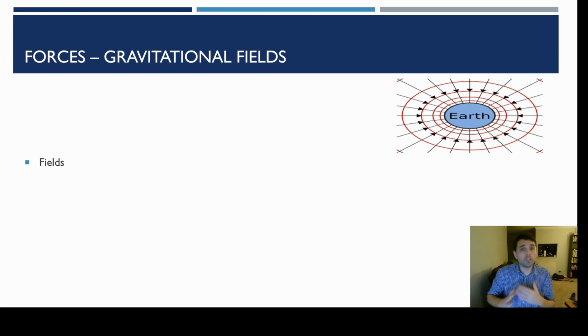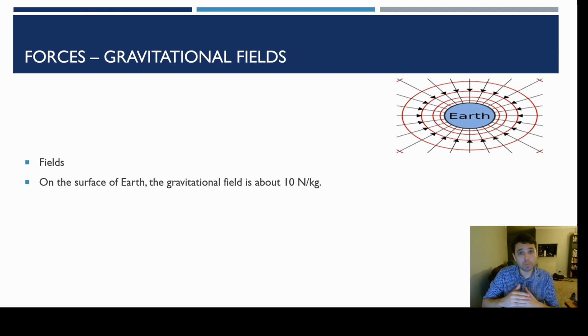Now, as far as the Earth is concerned, that's the main gravitational field that we're concerned with. The strength of the field at the surface of the Earth is 10 newtons per kilogram. What that means is for every 1 kilogram of mass on the surface of the Earth, the gravitational field applies 10 newtons of force to that object.